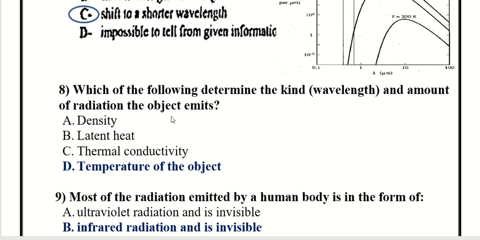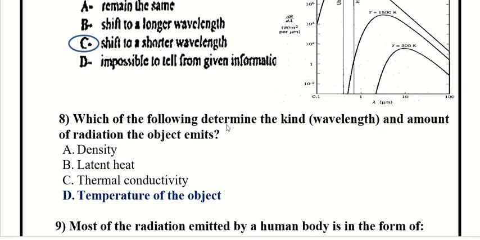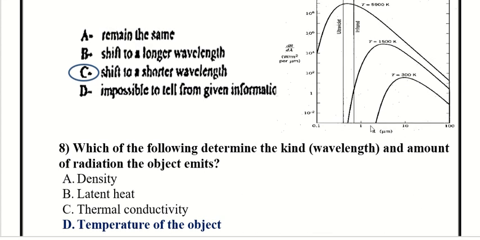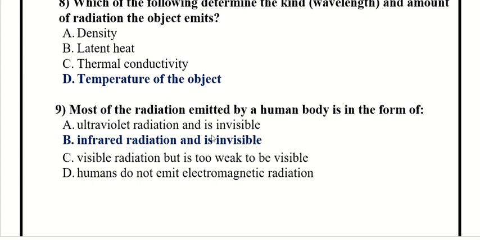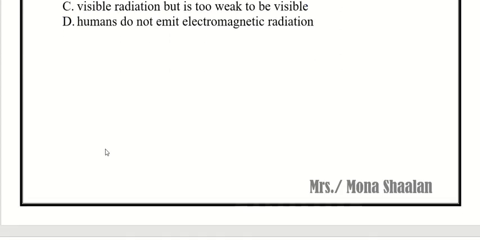Number 8. Which of the following determines the kind or wavelength and the amount of radiation the object emits? Of course, the wavelength is determined according to the temperature of the object. Okay, most radiation emitted by a human body is in the form of invisible radiation, and it is found in the infrared region.